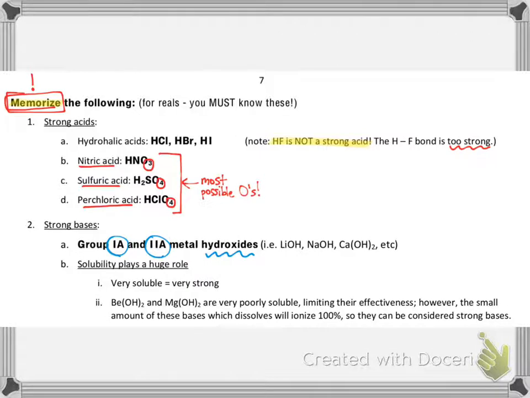Now, solubility really comes into play here. Remember Ksp, it's fun. When you're really soluble, you're going to be a very strong base. Here's the thing though, beryllium hydroxide and magnesium hydroxide are in fact not very soluble. But here's the logic. We still say that they are considered strong bases because the small amount of the base that does dissolve will 100% ionize.